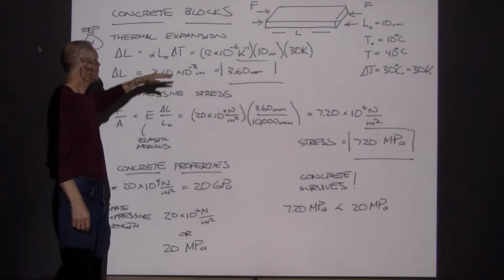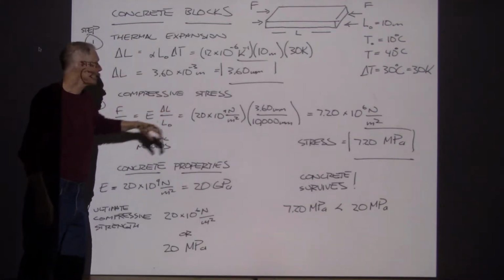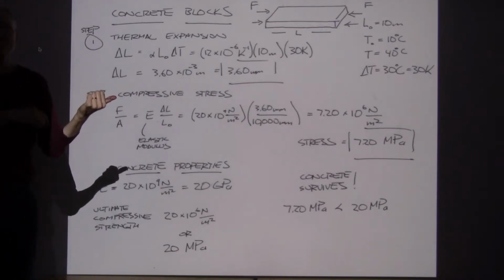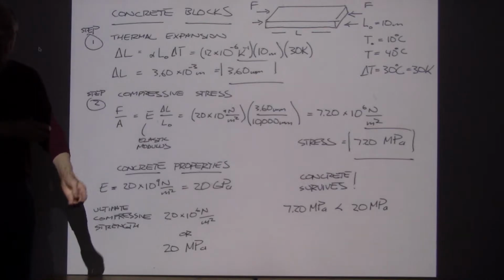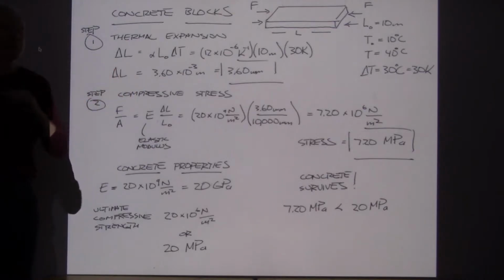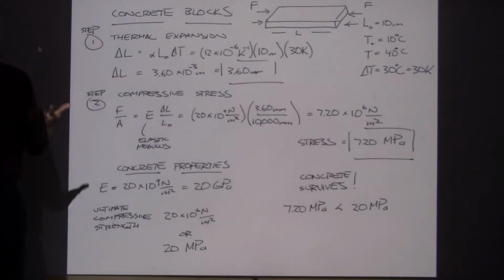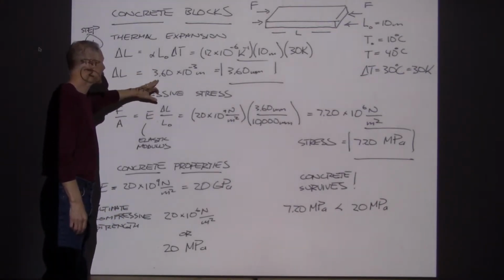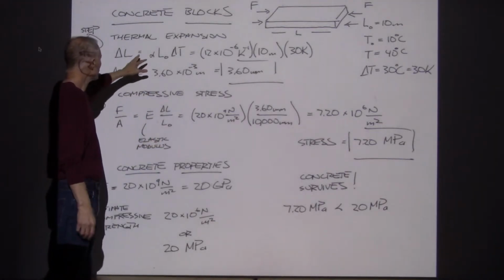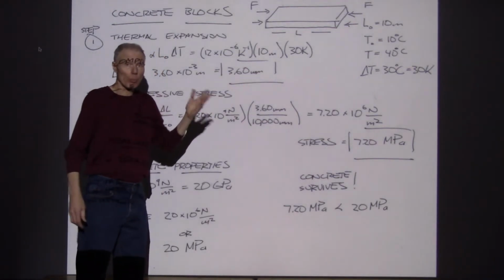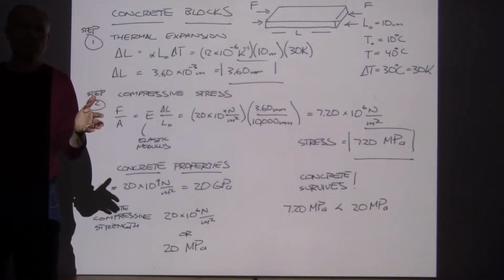Now if you notice, both the thermal expansion and the compressive strength formulas have factors of L naught. And so it turns out that the answer we're going to get in this problem is actually independent of L naught. I'm multiplying by L naught in the first part, but dividing by L naught in the second part. So the L naughts actually factor out, but I went ahead and calculated it just so we could see what the numbers are. For every 10 meters of length, we would have gotten 3.6 millimeters of expansion.